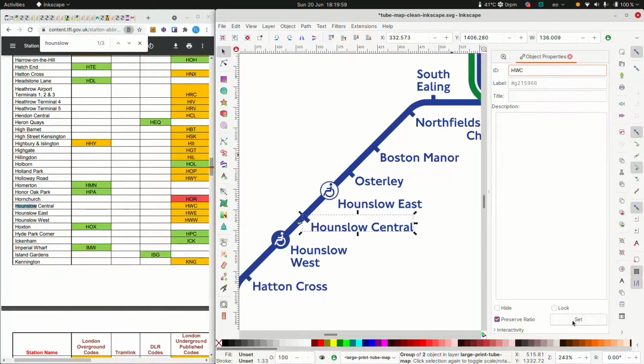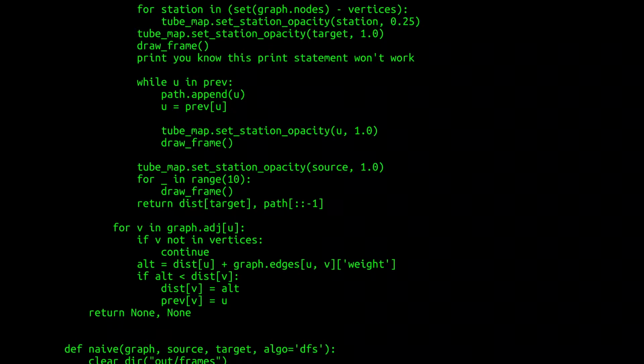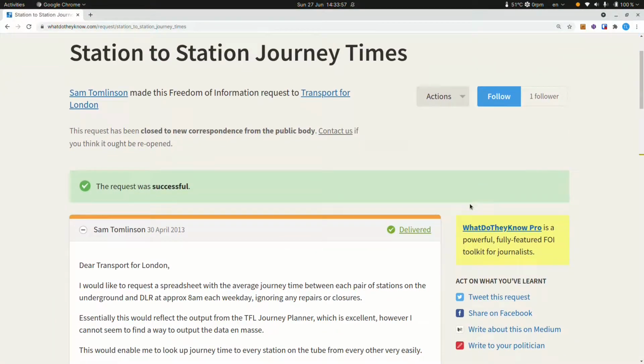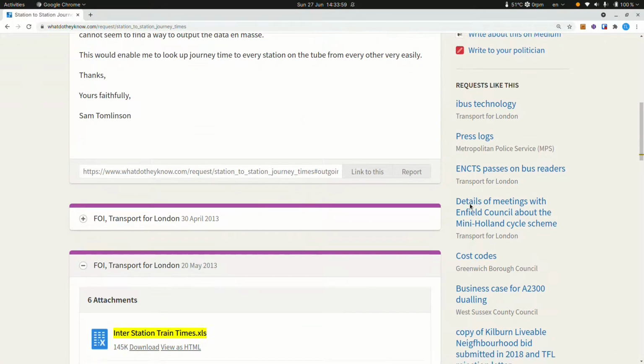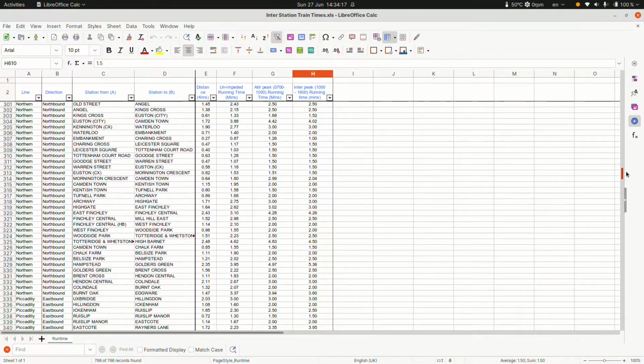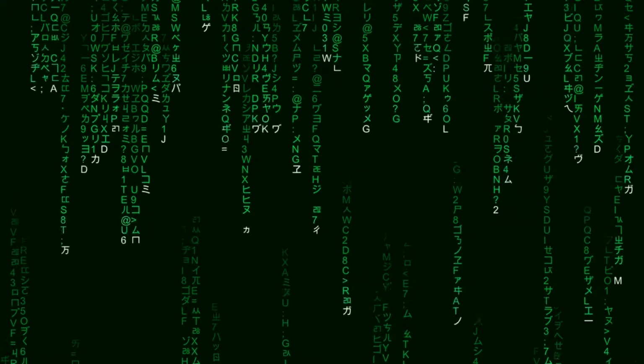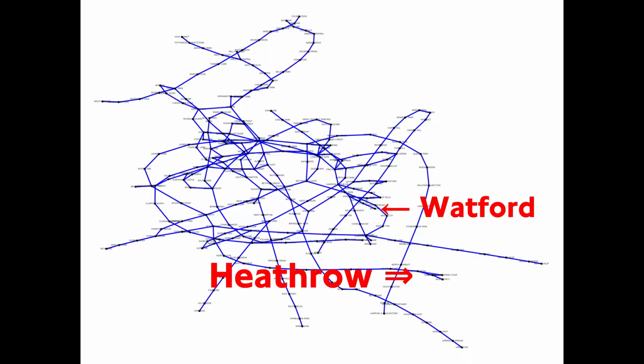After spending hours individually identifying every station, I painstakingly penned a Python program to process the map. TfL is kind enough to provide interstation travel times, which I used as the weights for my graph. Let us take a look at the imported graph from the computer's perspective. It certainly resembles a tube map. Of course, the graph does not store any information about the layout of the map, which is why Watford appears in central London and Heathrow is in the east.